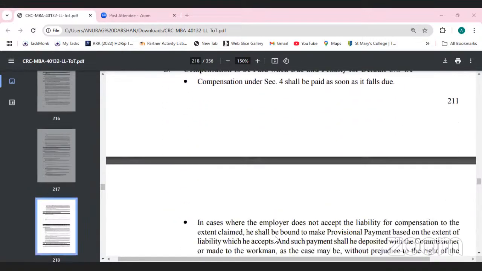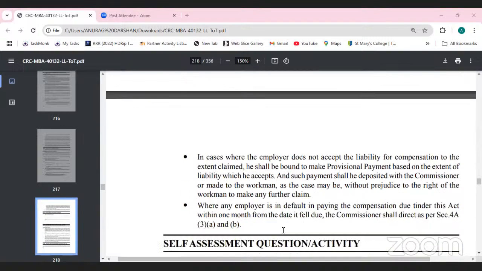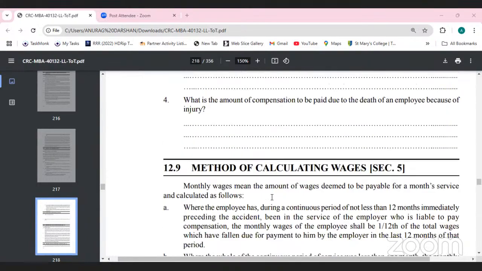So if the employer fails to pay the amount of compensation, or if the employer does not accept the liability for the compensation to the extent which has been claimed, the provisional payment is based on the extent to which he accepts the liability. And such payment shall be deposited with the commissioner or made to the workman, as the case may be, without prejudice to the right of the workman to make any further claim. Where any employer is in default in paying the compensation under this act, within 1 month from the date it fell due, the commissioner shall direct as per Section 4A, subsection 3, A and B.